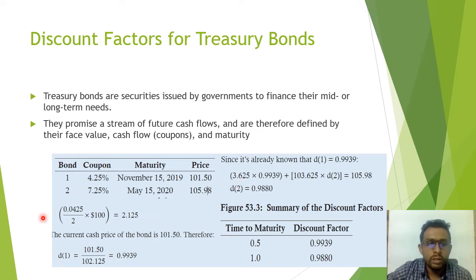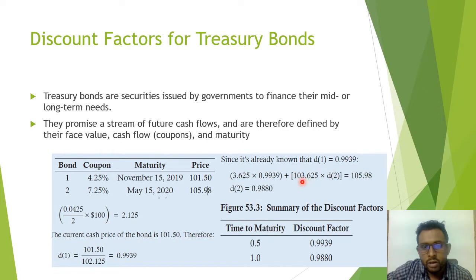To find out the discount factor of period 2, we will have to multiply that with the interest rate of that period, that is 3.625, which is nothing but half yearly coupon of 7.25 into 0.9939, plus 103.625, which is nothing but the interest calculated as given here plus 100 rupees. So we'll have to calculate for here also.